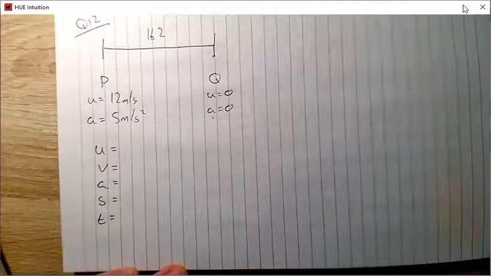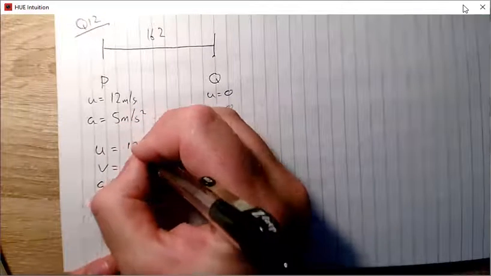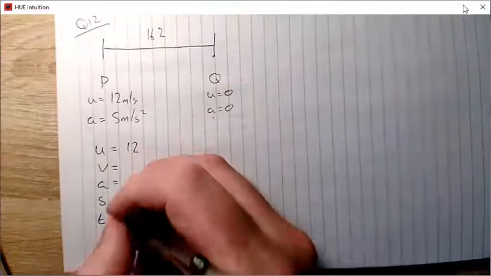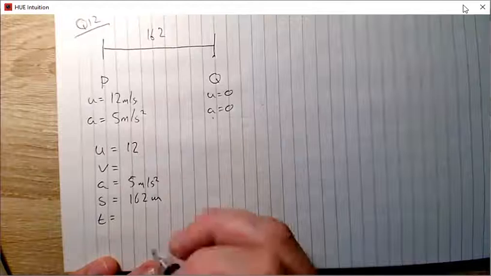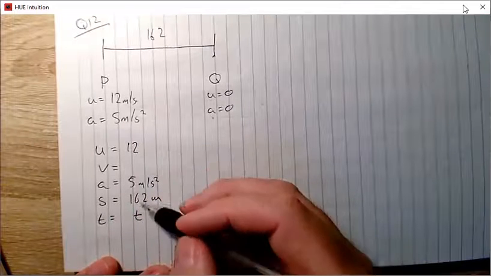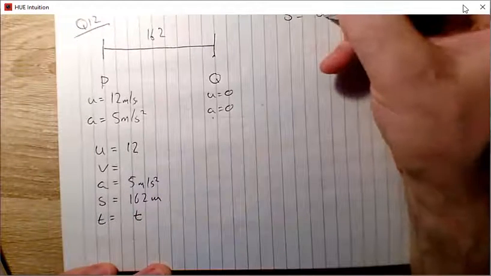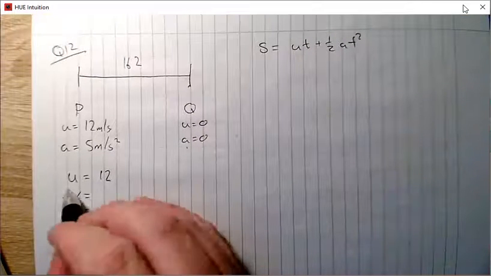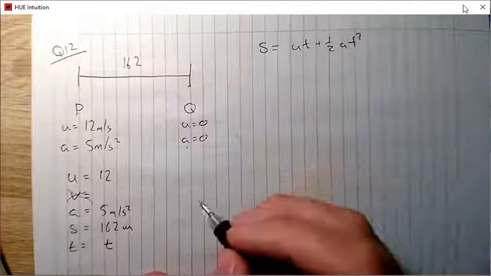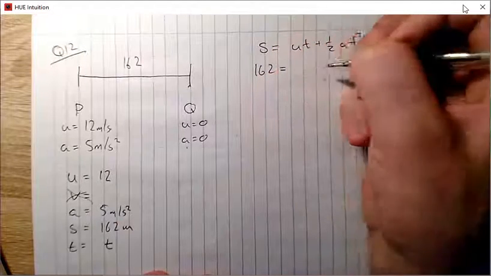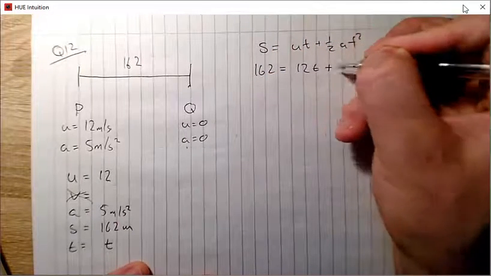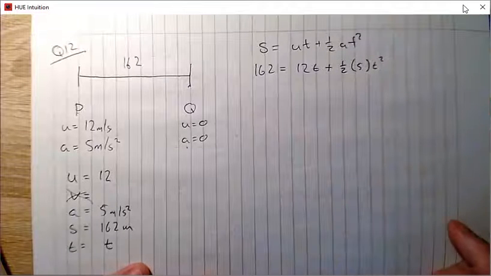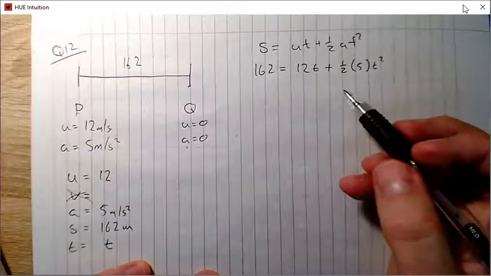Because Q is not moving, really we're saying, if P starts at 12 meters per second and accelerates at 5 meters per second squared, how long will it take it to cover 162 meters worth of distance? So find t. You're back again using s equals ut plus a half at squared, same as you used before, because again, you're not interested in v. But this time it's 162 equals 12t plus a half of 5t squared. Now, you still have a quadratic, but this is going to be a lot tidier than the last one.